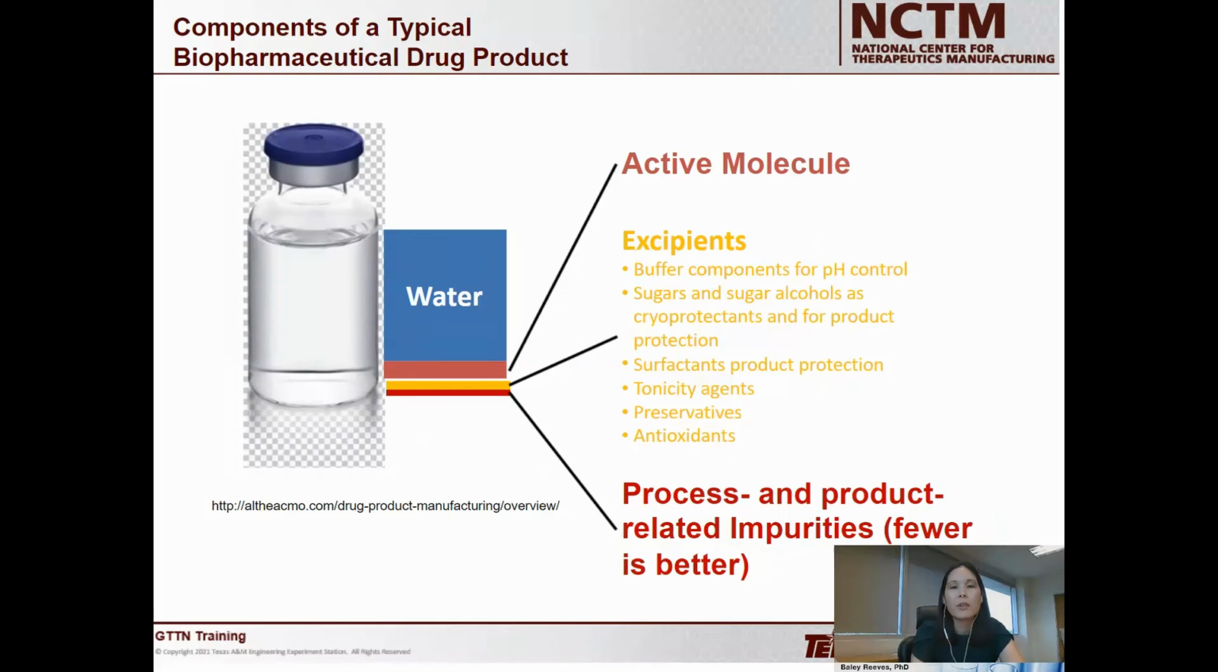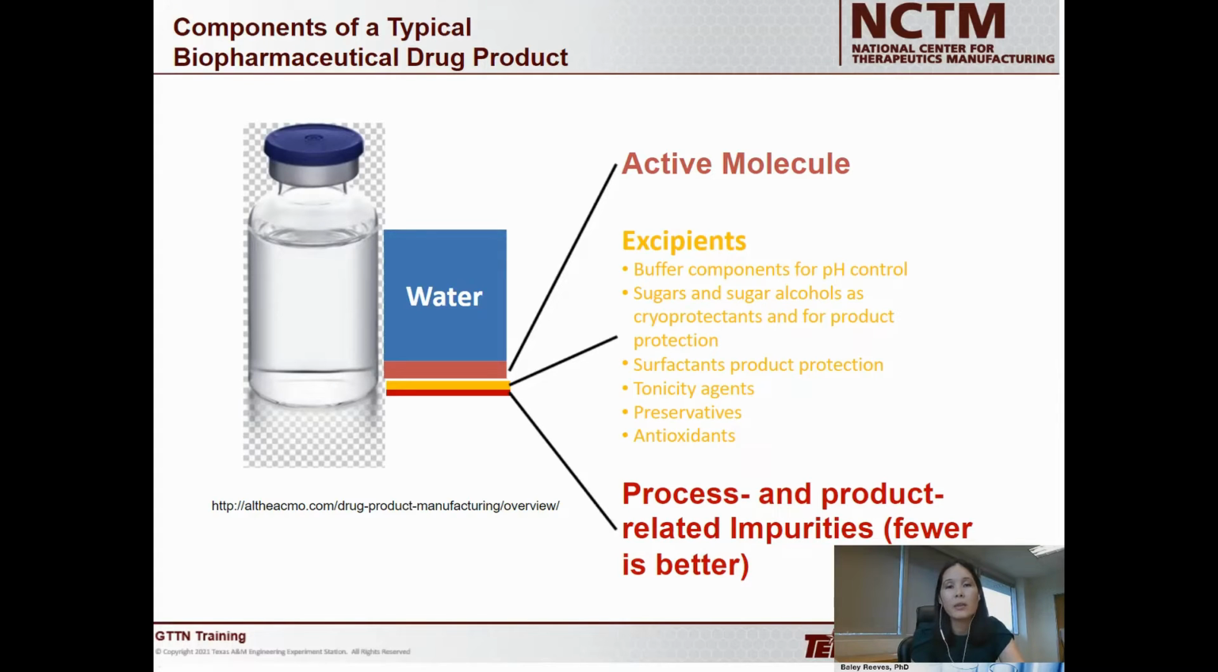So for the in vivo therapies, the components within that vial are mostly going to be your active molecule and excipients to help stabilize that product while it's in storage and give it some measurable amount of shelf life. And then there are going to be trace amounts of process and product related impurities. In terms of our impurity profile, obviously the fewer the better. As we go through our manufacturing process, we'll talk about what kind of impurities may be there and how we can make sure those are minimized as much as possible.